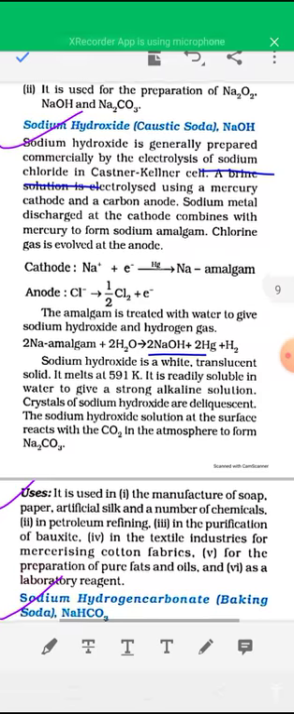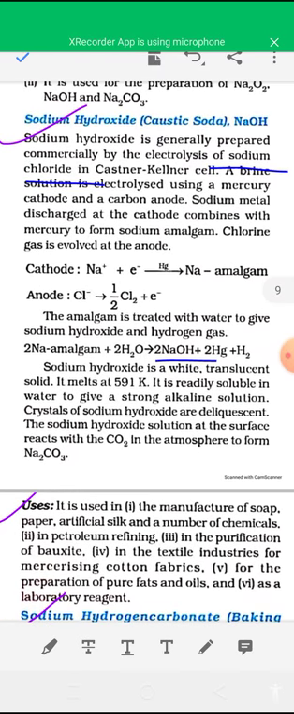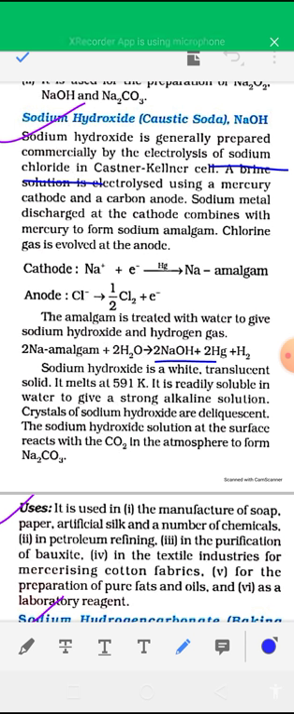The next compound of sodium is sodium hydroxide, NaOH, also known as caustic soda. Sodium hydroxide is generally prepared by electrolysis of sodium chloride. You can prepare sodium hydroxide by electrolysis of sodium chloride in the Castner-Kellner cell. So in the Castner-Kellner cell, using the concept of electrolysis, you can prepare sodium hydroxide. This is the electrolysis method.